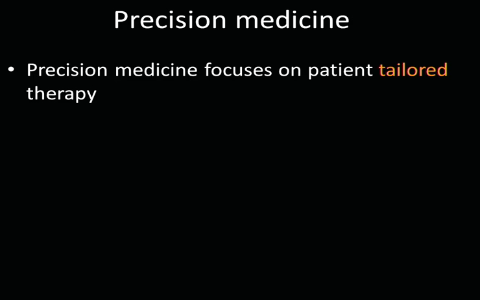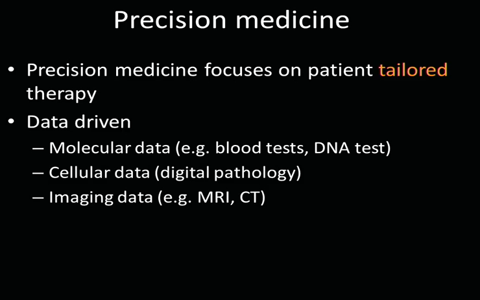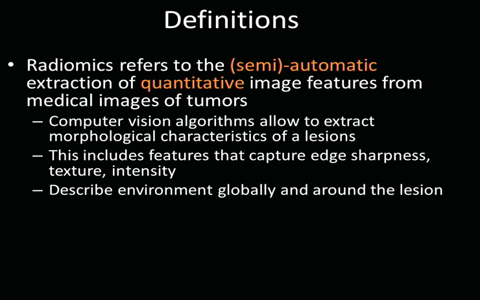And the goal, why are we doing this? Why are we doing multiscale modeling and radiogenomics or imaging genomics? The idea is precision medicine, is essentially to develop models specifically for a patient and enabling patient-tailored therapy. Essentially, this is a data-driven medicine where we are using molecular data, cellular data, and imaging data, and clinical data to make these models. Here are some definitions before we go forward.